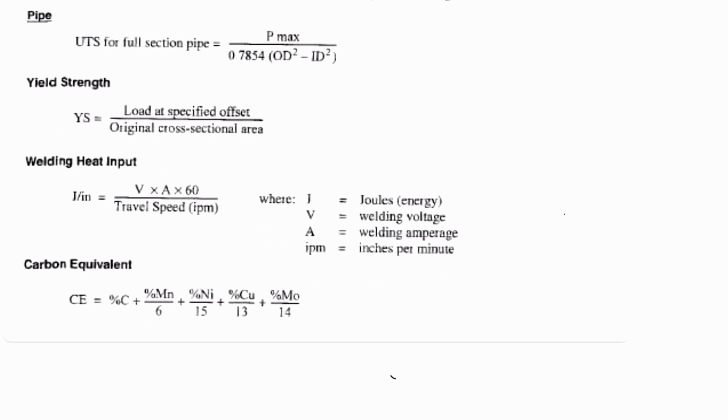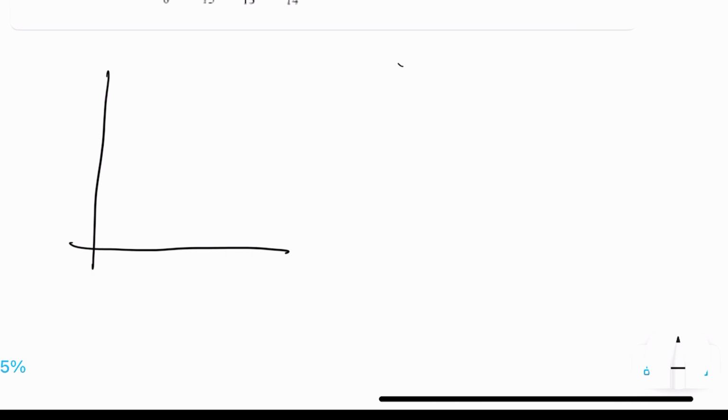Next is the yield strength. Yield strength is measured by the load applied at the offset divided by the original area. The offset is the arbitrary point of the material's elastic limit, and when exceeded, the material will no longer return to its original condition. So the yield strength is defined as the load at the offset, meaning the force at the offset here.